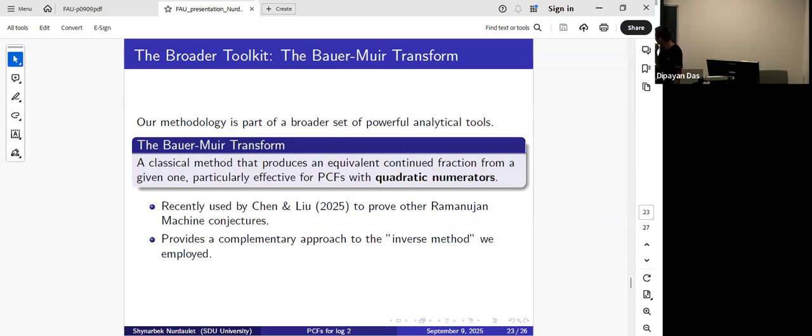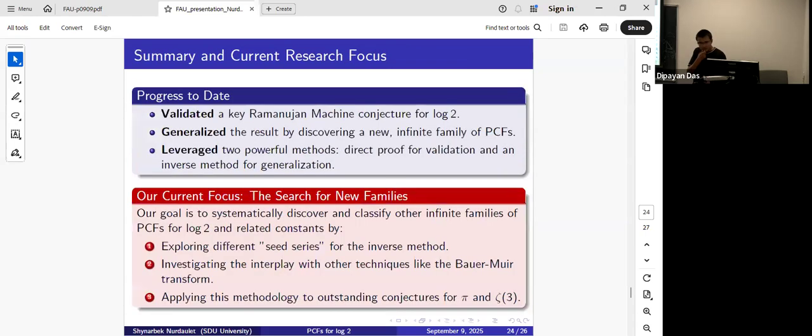Recently, Chen and Liu proved some of the conjectures generated by the Ramanujan machine, where the numerator was a linear polynomial or a quadratic polynomial and the denominator was a linear polynomial, and they also proposed a so-called inverse method.